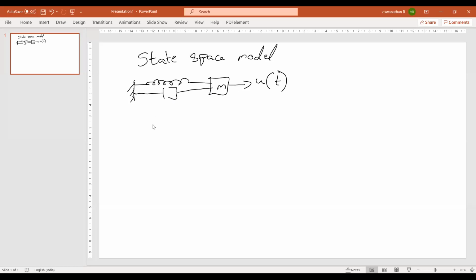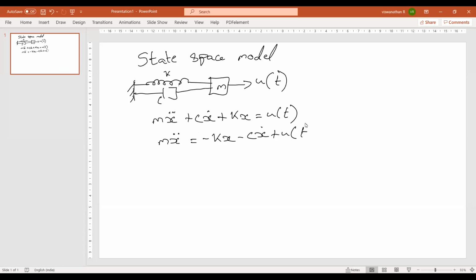The equation for this will be m x double dot. This is k and this is c. So m x double dot plus c x dot plus k x is equal to u of t. This is from Newton's second law. This can be written as m x double dot is equal to minus k x minus c x dot plus u of t.